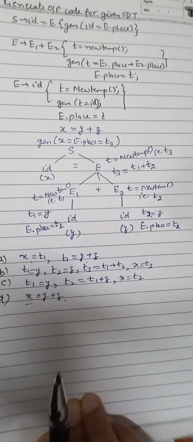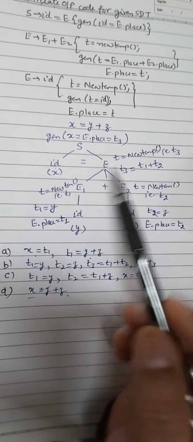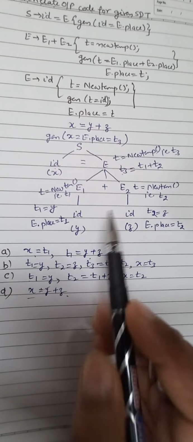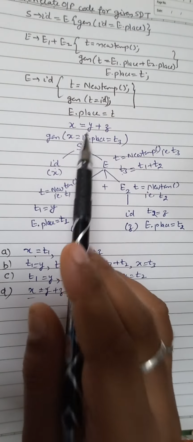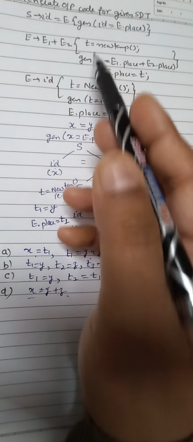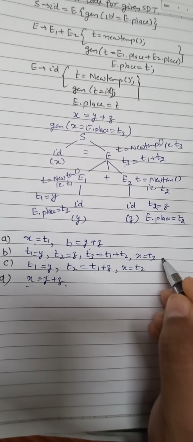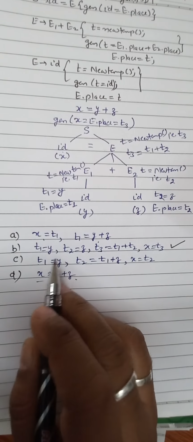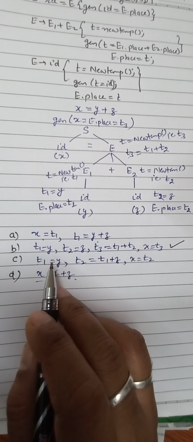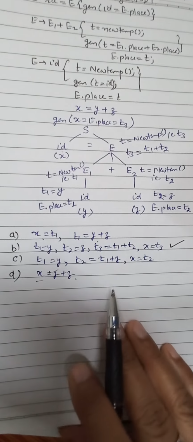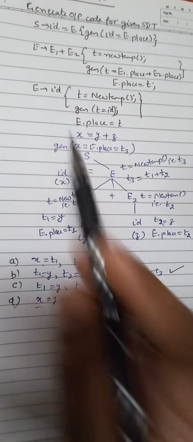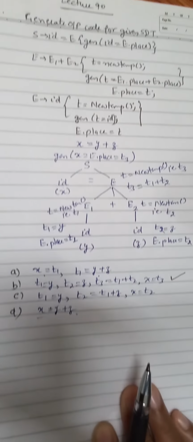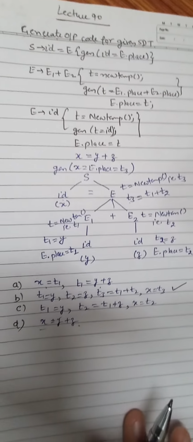But according to our question, everything is given here. T1 is equal to y is here, T2 is equal to z is here, T3 is equal to T1 plus T2 here, and x is equal to T3 is here. So according to this question, the answer will be B. Otherwise, if no temp variable is given, then the answer is D. If only a left hand side temp variable is given, then the answer is C. And when E tends to ID is not given, then the answer will be A. But according to our question, this answer will be the correct answer. So in that way, we can generate the optimal code for any given SDT.